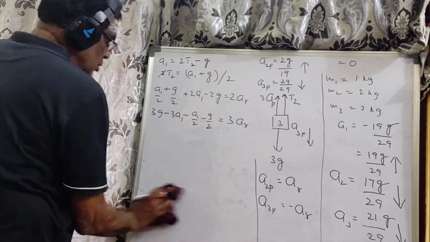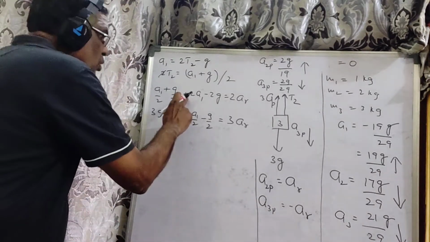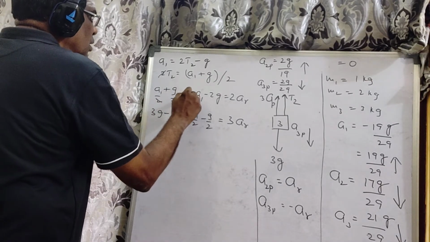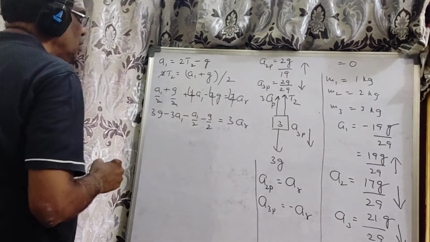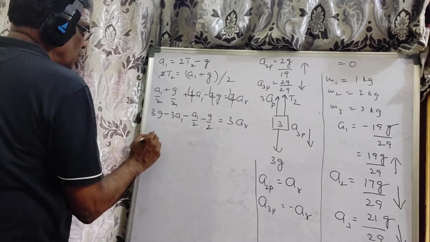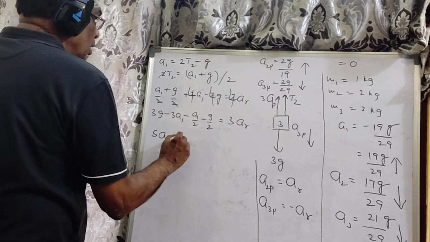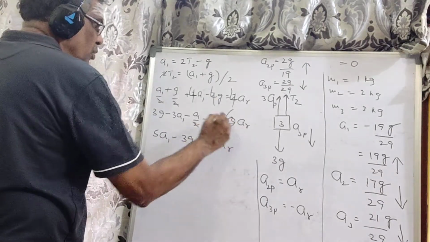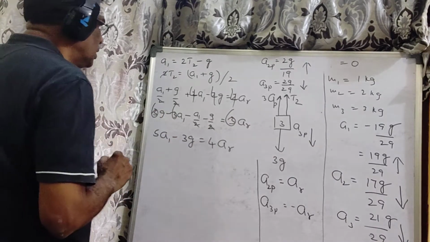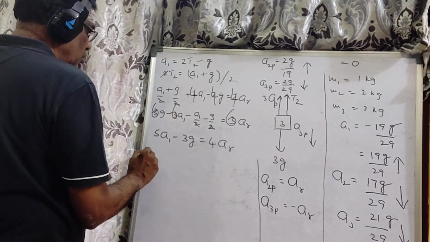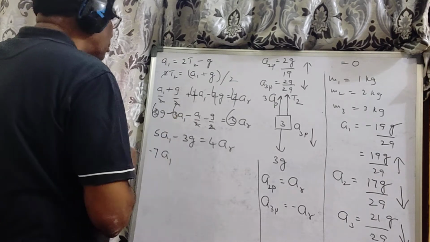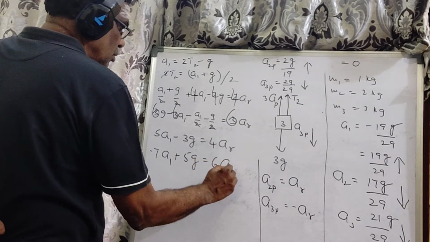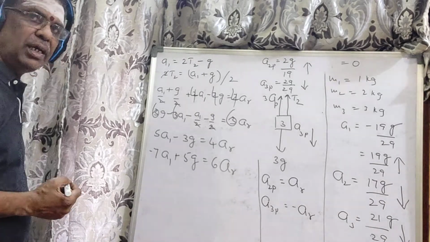Now, you can see there are two equations in A1 and A2. Now simplify it the way you want. Multiply throughout with 2, 4A1 plus A. You get 5A1 minus 3G is equal to 4AR. In a similar way here also, if you do it becomes 6, it becomes 6. Minus 6, so minus 7A1 plus 6G minus 5G is equal to 6AR. Okay?